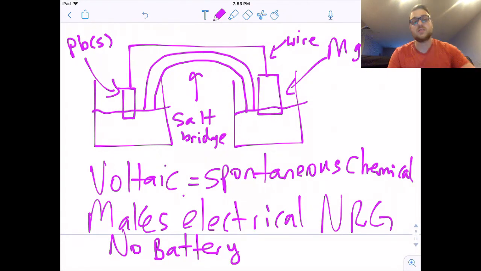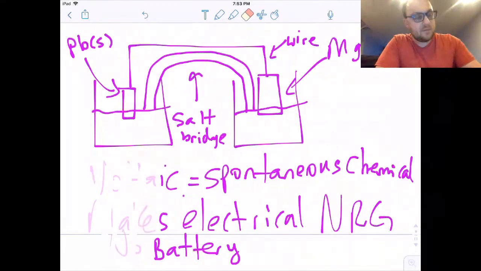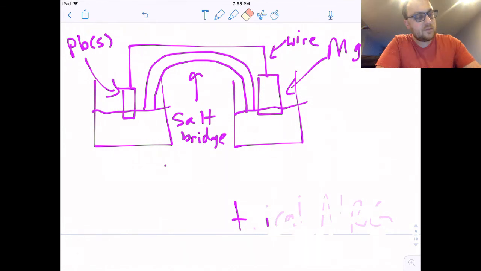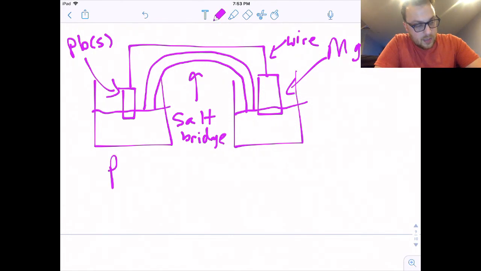But more often than not, you will see a chemical equation. And it's going to look something like Pb4+ aqueous plus Mg as a solid makes Pb aqueous and Mg as a charged ion.